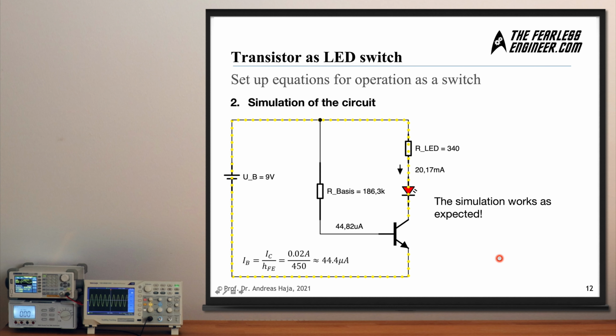Now let's look at this simulation here. What you can see here is the transistor. We have our LED resistor with 340 ohms. We have our base resistor of 186.3 kilo ohms. We have a 9-volt power supply on the left.